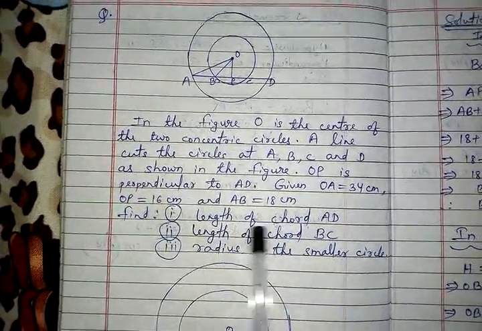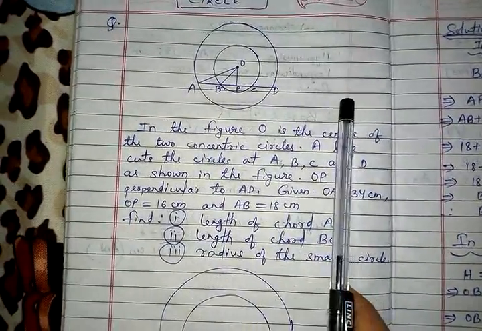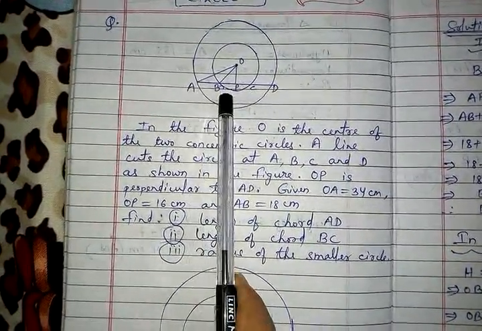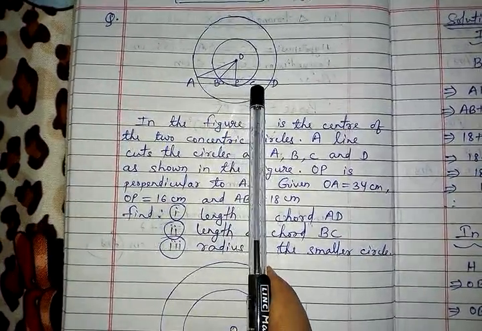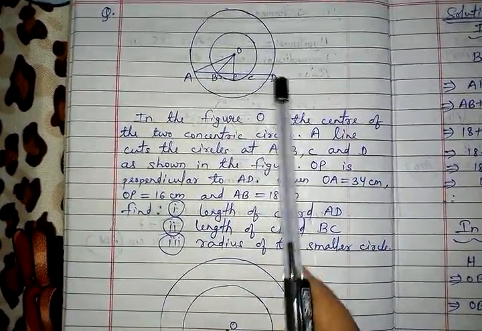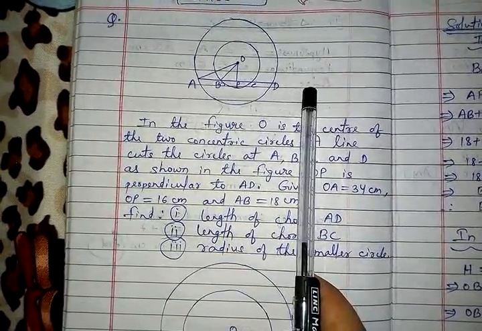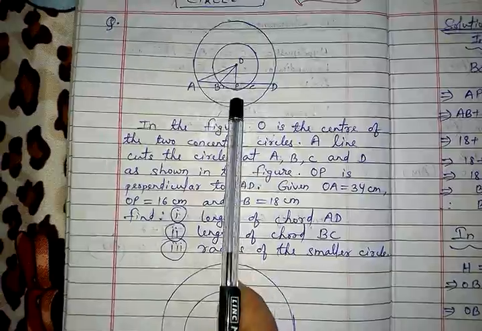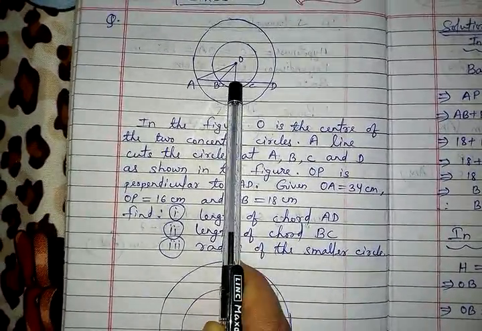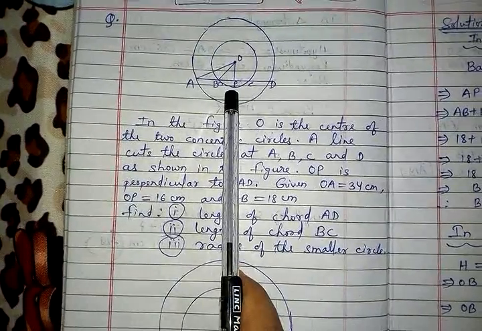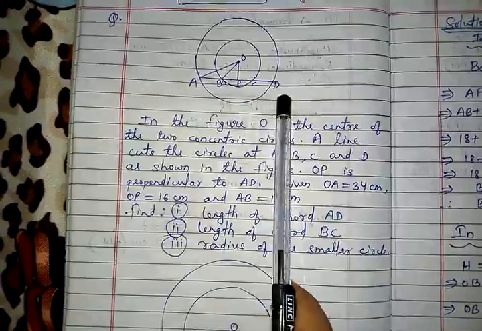Now length of chord AD means you have to find the distance from A to D. That means AD. Only we know AB is 18, but we do not know BP, we do not know PC and we do not know CD. But very easy children, as you all know, the chord is bisected by a line coming from the center, that is O to P.